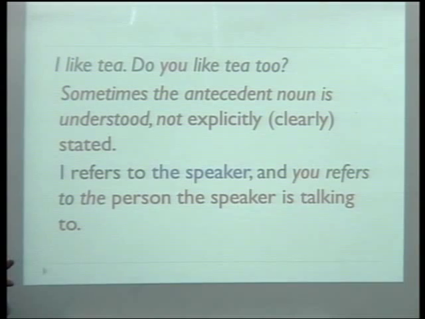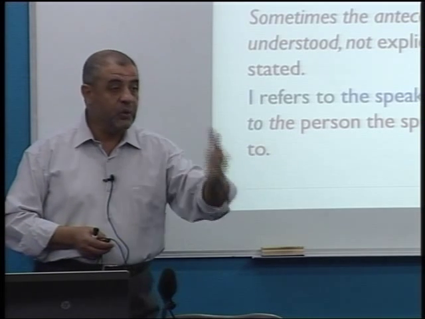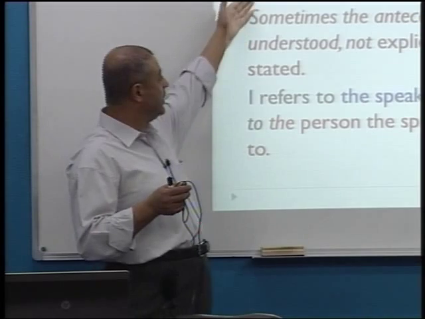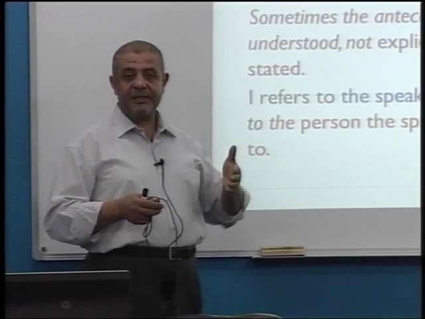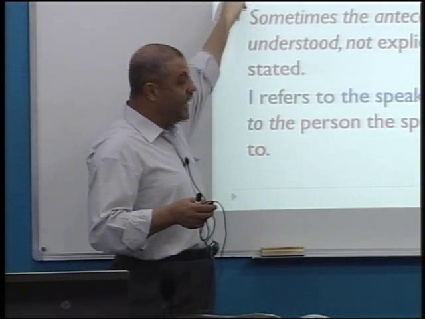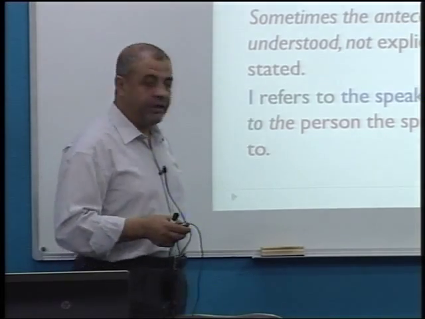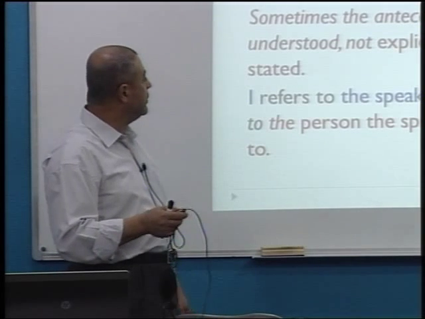It is not mentioned, but can be understood. I am talking about myself. You, I'm addressing some people I'm speaking to. So the antecedent here can be understood, it is not mentioned clearly. So I, the speaker, ask, do you like tea, to the one I'm speaking to.